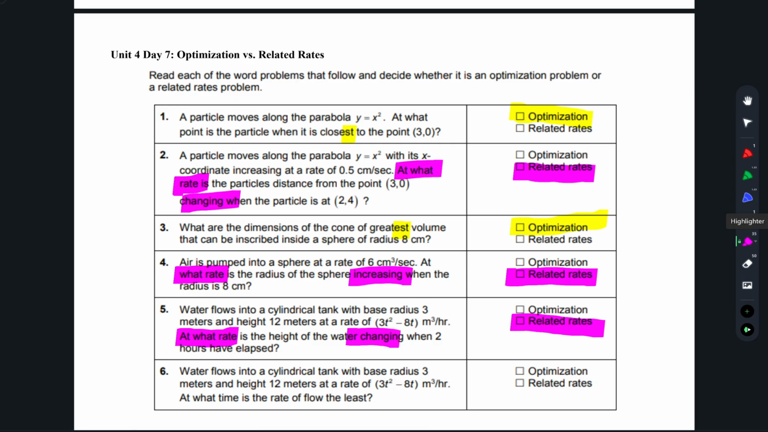Can you turn that off? Okay. What about the last one?